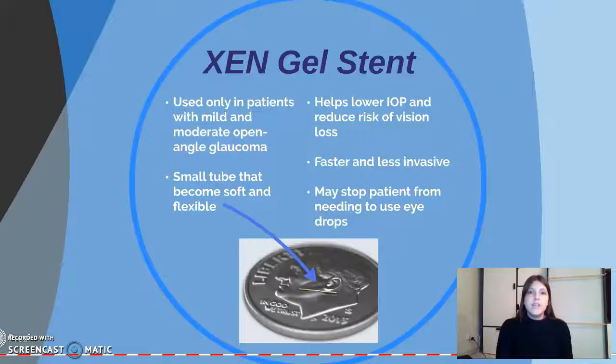The XEN is faster and less invasive than most traditional surgeries, and may be a secondary option if previous surgeries have not been effective in reducing a patient's intraocular pressure. Furthermore, they may even stop a patient from needing to use eye drops to help treat their glaucoma, which is something that patients are not keen to do, as you have to do it every day.